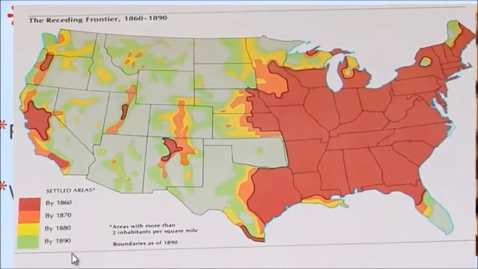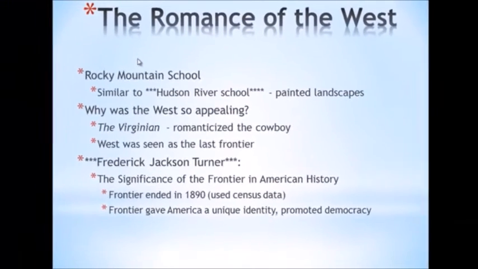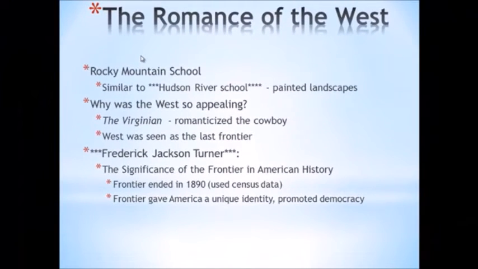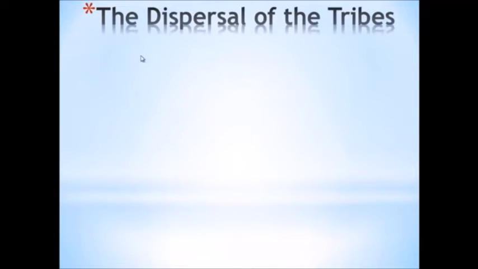And you can see here, the green on the map is by 1890. And you can see that a lot of this country is really settled in and occupied. There's not a lot of empty land left anymore. He argued that the frontier closed in 1890. He also said that the frontier gave America a unique identity and it helped promote democracy.